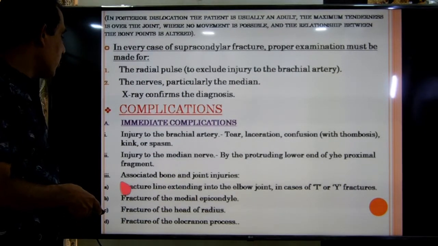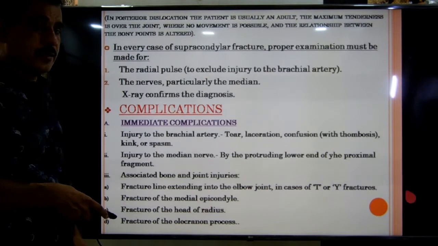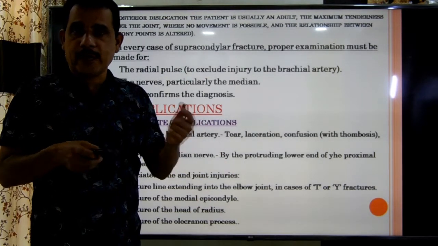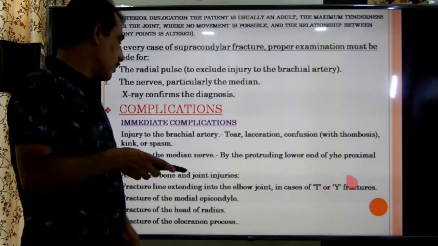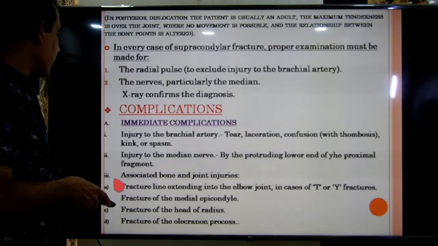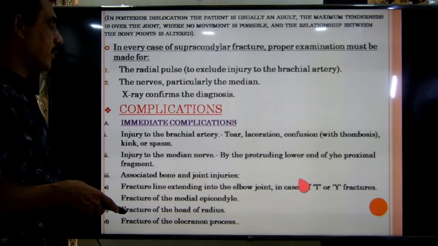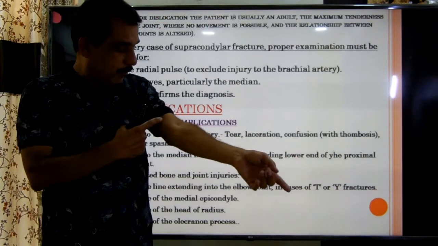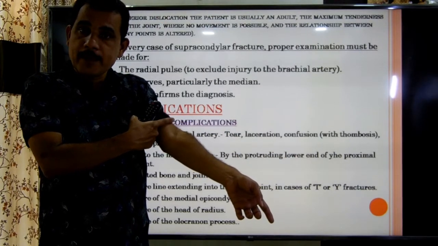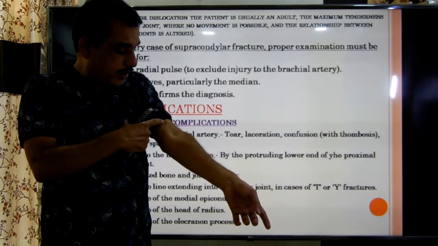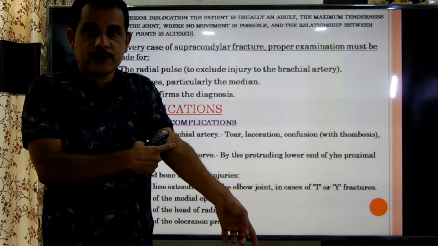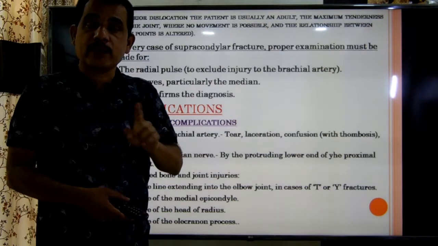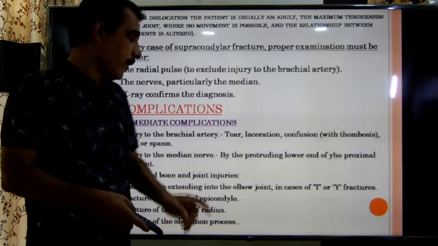The next one is associated bone and joint injuries. The radioulnar joint may get injured, and the capitulum may get injured. Then there is a fracture line extending into the elbow joint, especially in case of a T or Y fracture. Here the fracture line is in the supracondylar region and it may extend downward into the elbow joint. But it occurs only in T or Y fractures, not in case of a transverse fracture.